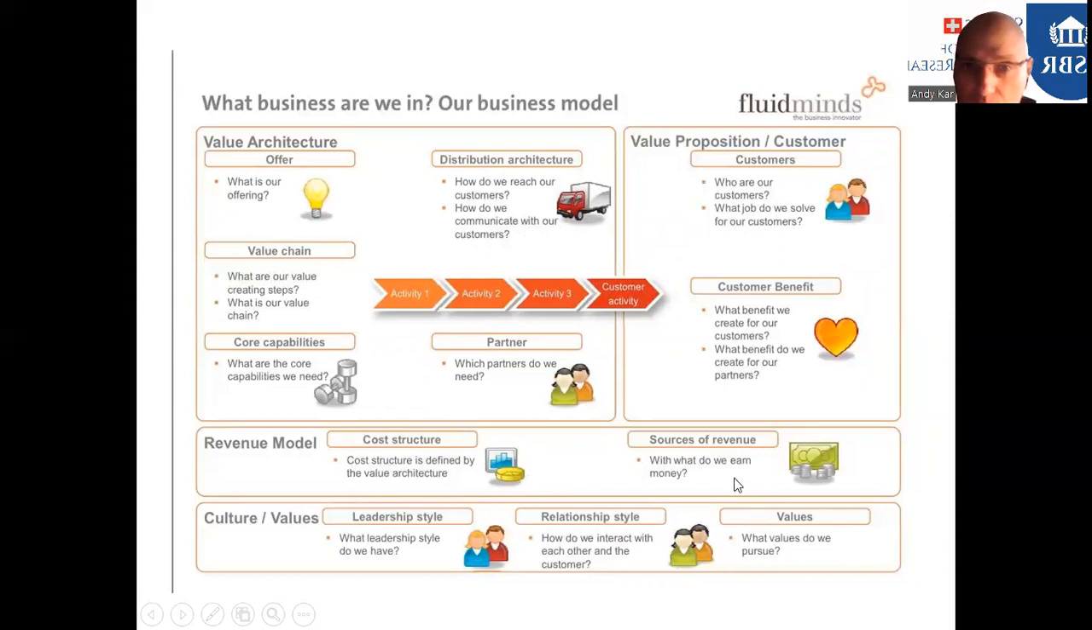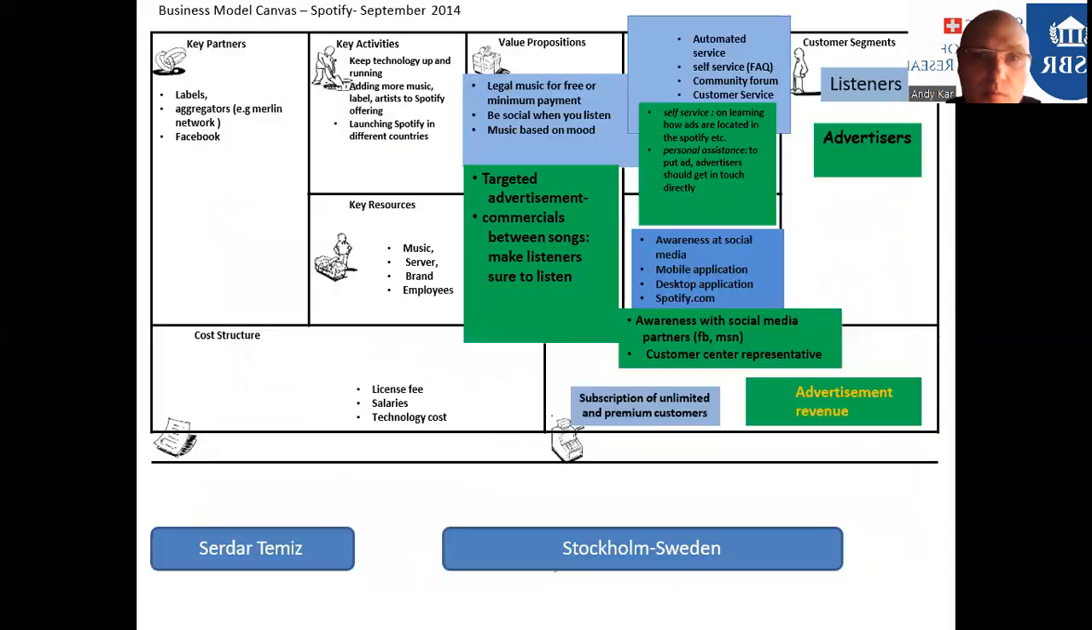The sources of revenue, with what do we earn money, which is very important. The culture and values, leadership style, what leadership style do we have, the relationship style, how do we interact with each other and the customer, and the values, what values do we pursue. All these things need to be part of our business model.